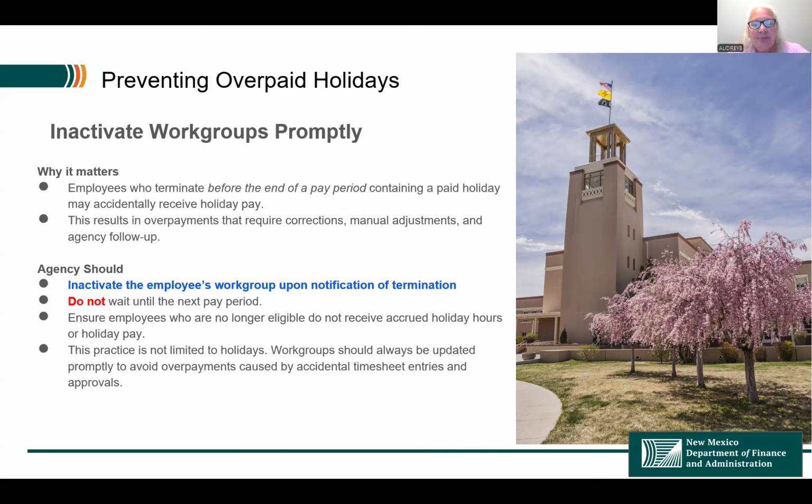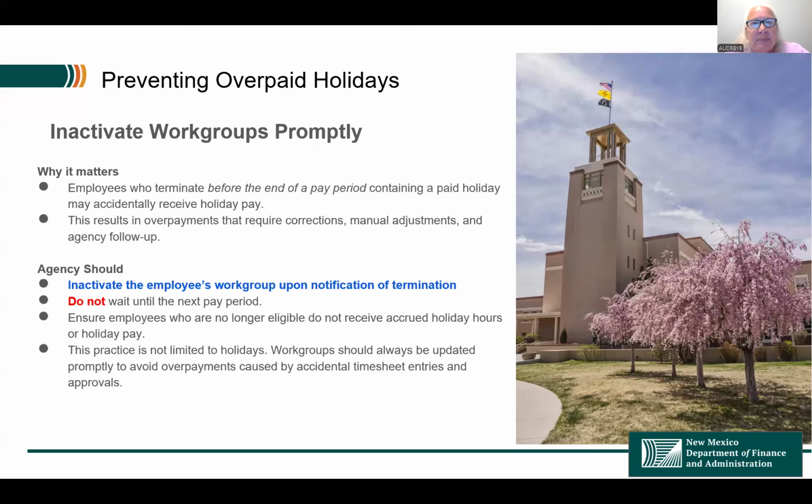All right. And the next topic is preventing overpaid holidays. Overpaid holidays occur because the work groups are incorrect. So it's really important that we inactivate work groups promptly. Why it matters is because if an employee terminates before the end of a pay period containing a paid holiday, they may accidentally receive holiday pay. And as we're coming upon our next holiday, this is really timely information.